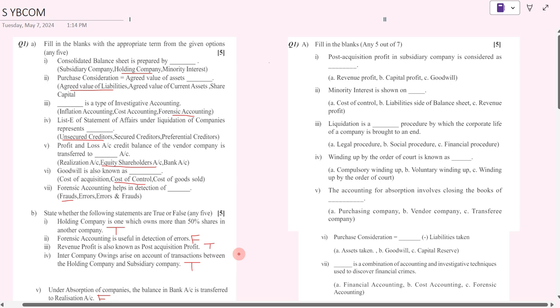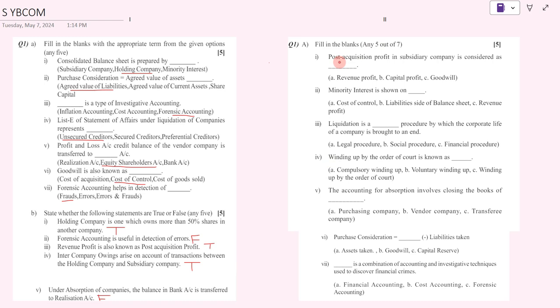Now next, objective type questions, fill in the blanks. Post acquisition profit in subsidiary company is considered as revenue profit. Minority interest is shown on liability side of balance sheet. Liquidation is a dash procedure by which the corporate life of a company is brought to an end. So liquidation is a legal procedure. Legal procedure is the correct answer.